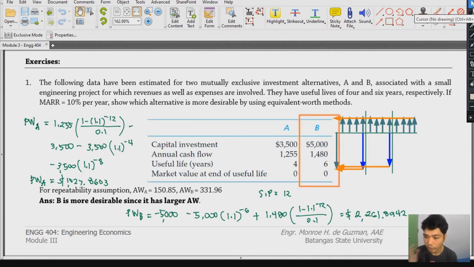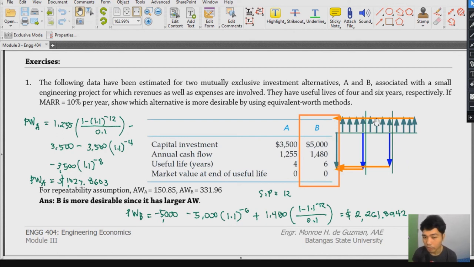So ito, again, inulit lang natin yung number 1 without using yung ating annual worth. Pero sabi ko nga, mas madaling gamitin lagi annual worth kasi hindi natin siya kailangan hanapan ng study period and then we try to draw another cash flow diagram that extends from that certain useful life that is less than the study period and then try to replicate that or make a repeatability assumption to that certain study period that we need. Especially basing on the least common multiple of the two alternatives.